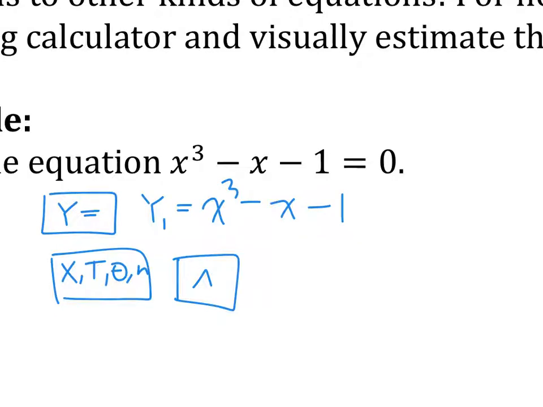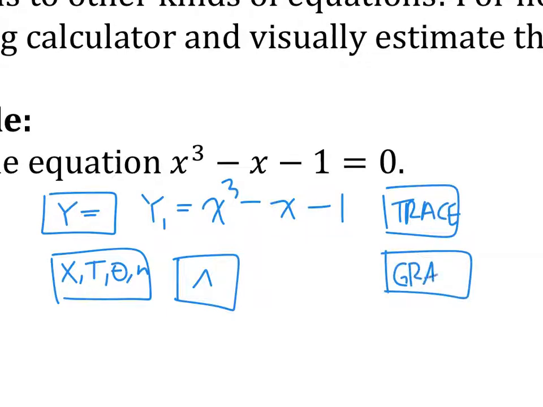Then you're going to click either trace or graph. That will give you the graph. Wait, can you show me where the y is? Top left. Very top left button. Oh, you have a Casio, so I don't know how to use that calculator. We're all using TI. You're going to have to check your manual.